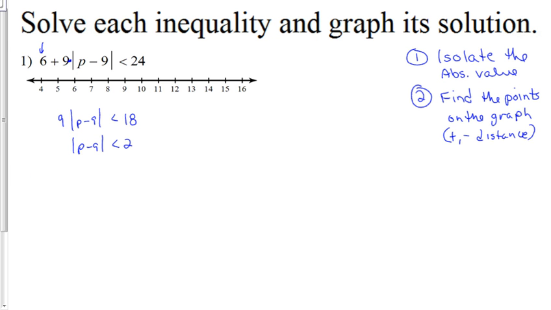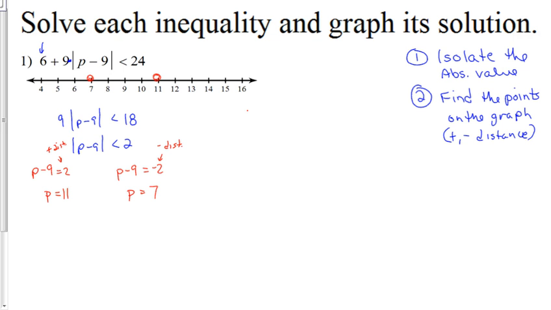So step 2 looks like this. P minus 9 equals 2, and P minus 9 equals negative 2. This is the positive distance, and this is the negative distance. All right, solving that, we get P equals, adding 9 to both sides, 11. And this one, when we add 9 again, but it's to negative 2 this time, 9 and negative 2 make 7. So we have those 2 points right here. I'm going to put open circles because it's less than, and right here.